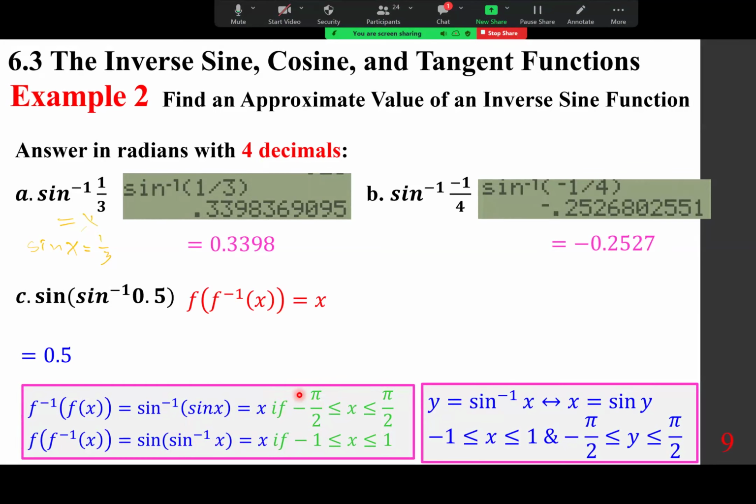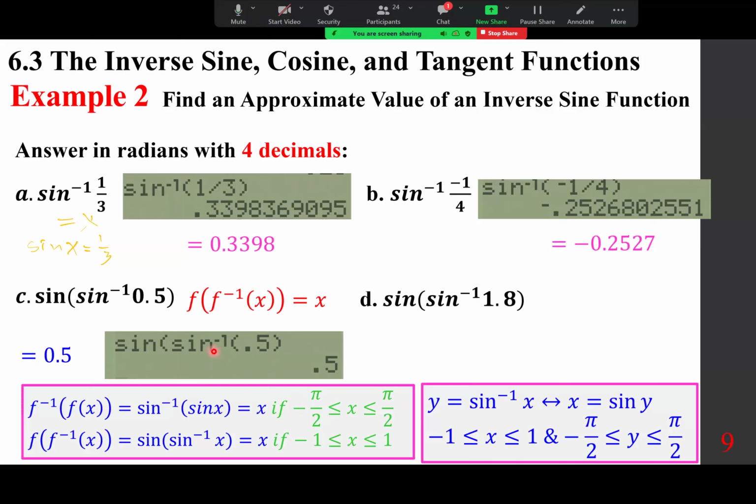If you put that into a calculator, you'll see sine inverse of 0.5 equals 0.5. It's very straightforward, everybody.